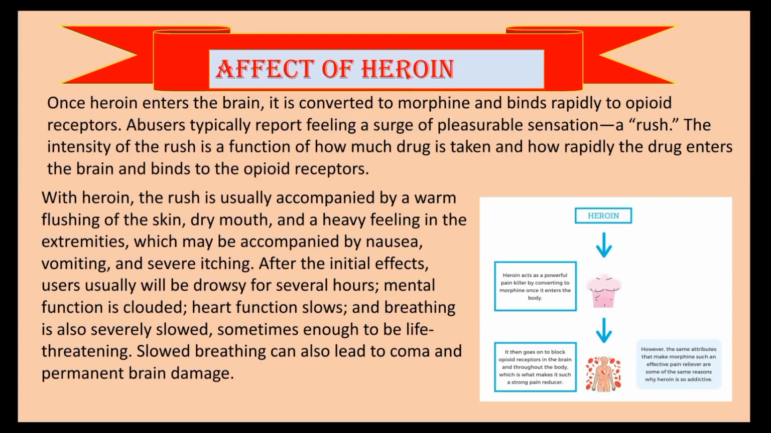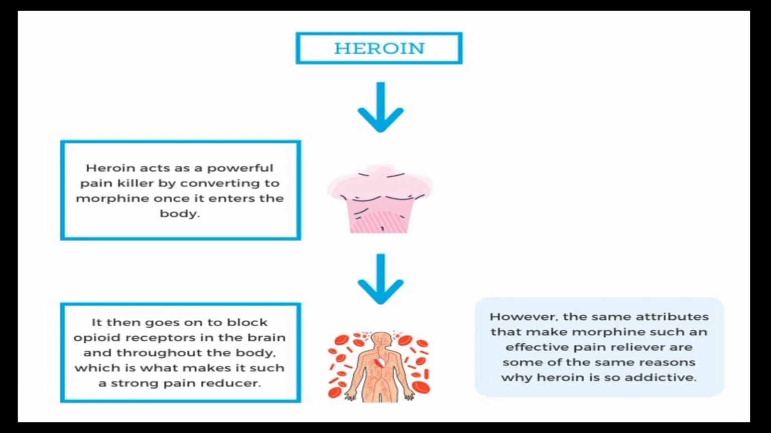After the initial effects, users usually will be drowsy for several hours. Mental function is clouded, heart function slows, and breathing is also slowed. Sometimes even life-threatening thoughts come to mind. Slow breathing can also lead to coma and permanent brain damage. The picture shows how heroin affects our body.